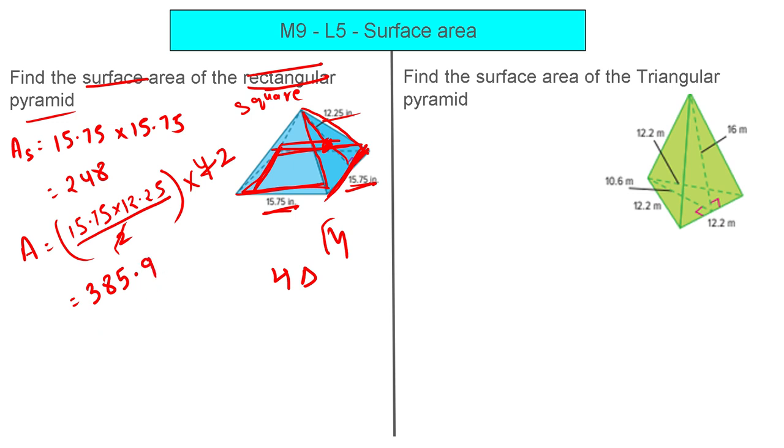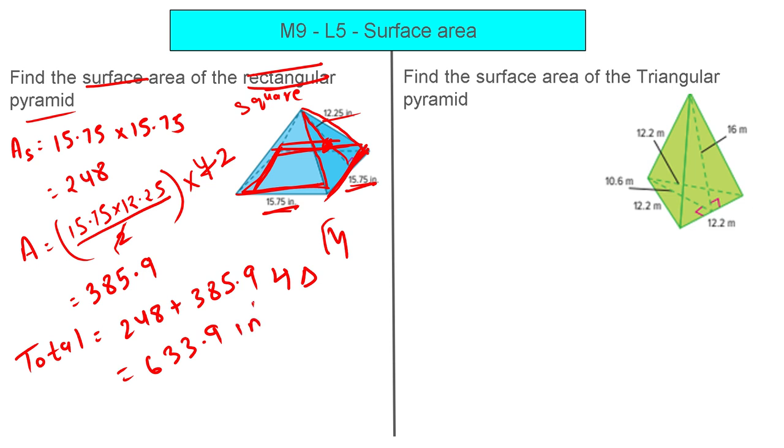Okay. Now we want the total. Total means this plus 248. The total will be 248 plus 385.9, it will be 633.9 inch square. Okay, you can do the multiply by yourself now.